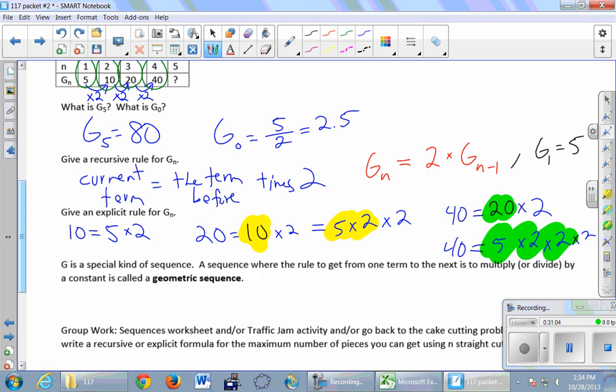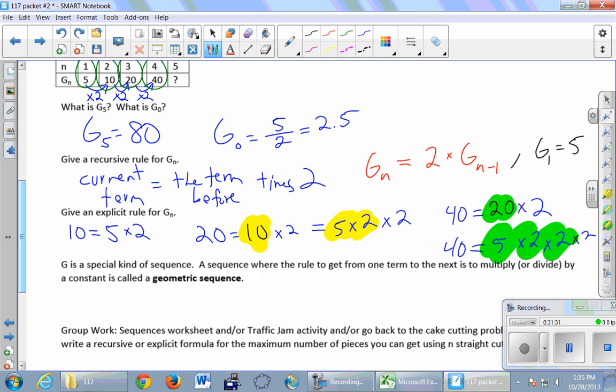So is this true or false? 40 equals 5 times 2 times 2 times 2. It's true, right? You can just do the arithmetic if you don't believe it. Okay, so this is heading us towards an explicit rule, because apparently to get a number in this table, you're supposed to always multiply 5 by a certain number of 2's. How many 2's we're supposed to multiply by, well, that's still some work to do.